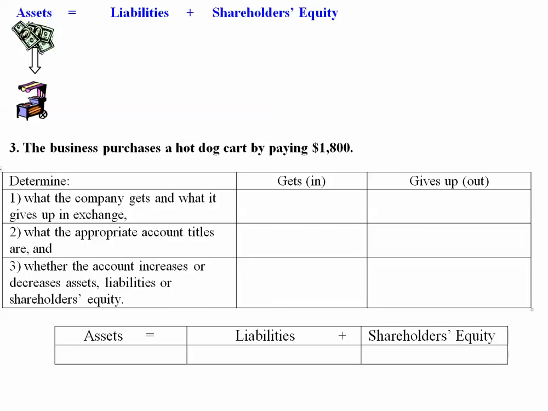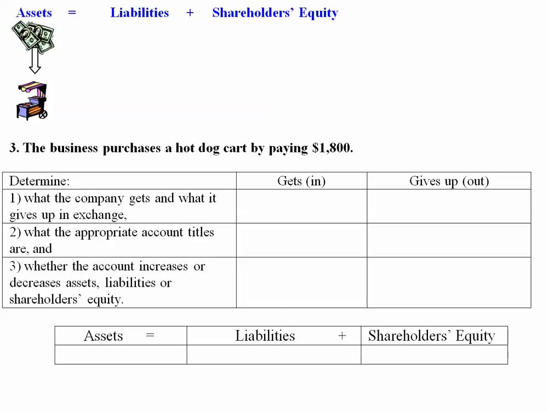All right, let's take a look now at an investing activity. We've already looked at two financing activities, and that was the issuing of stock and the borrowing. So now that they've got the financing in place, they're going to take that financing or the resources and invest the money that they received. So in this one, the business is going to purchase a hot dog cart, and the hot dog cart is going to cost $1,800. So they're going to take their cash and buy a hot dog cart.